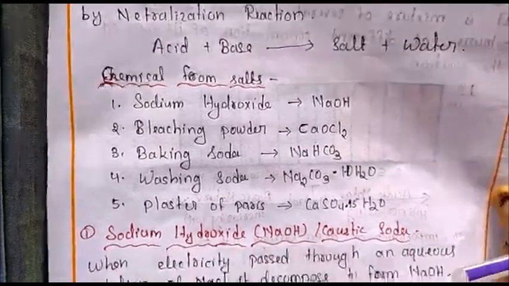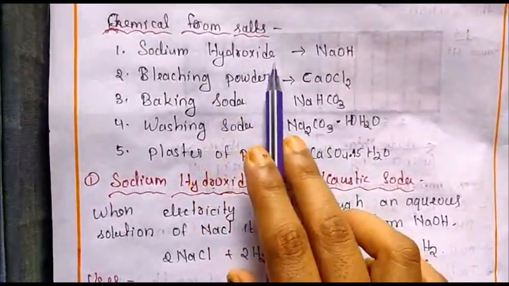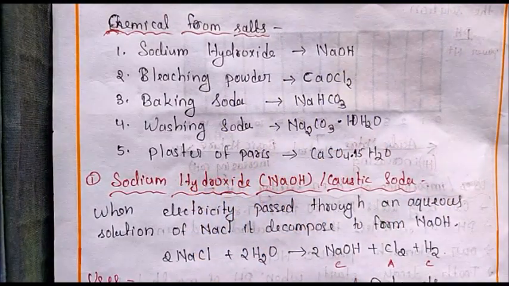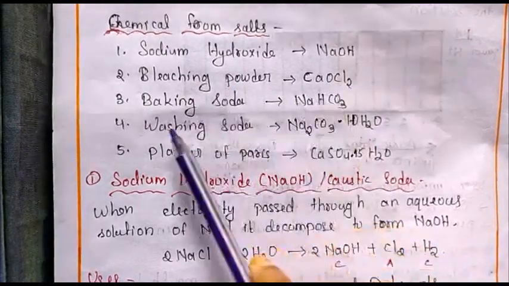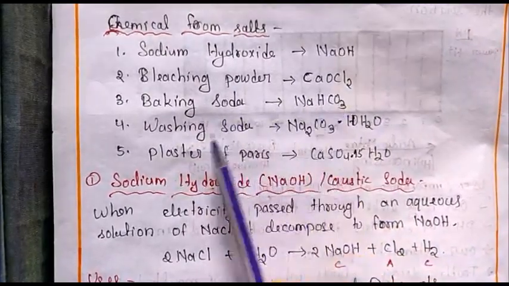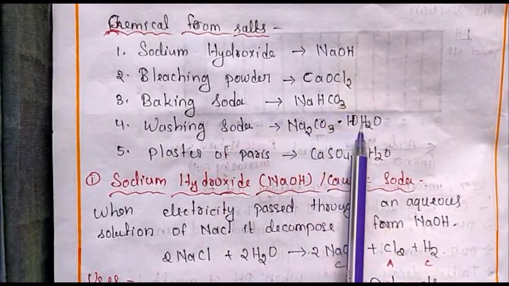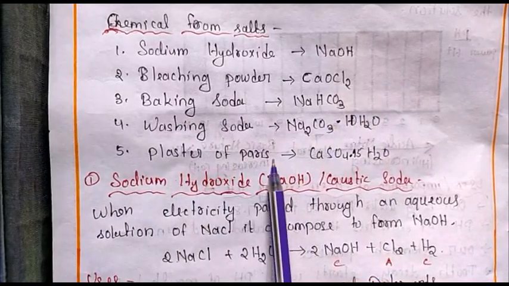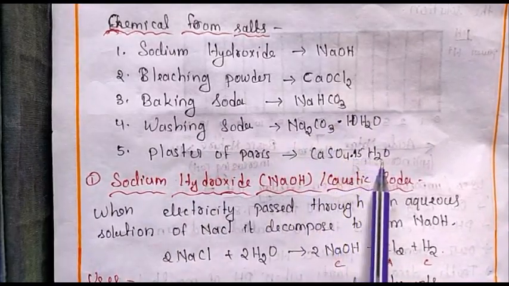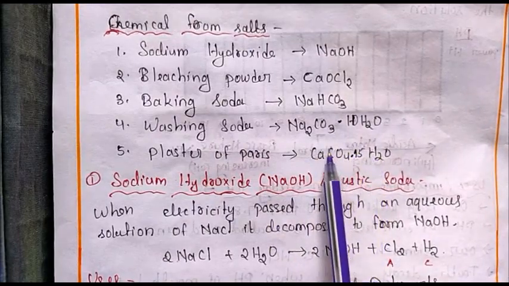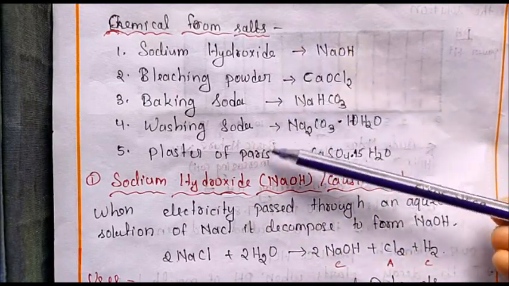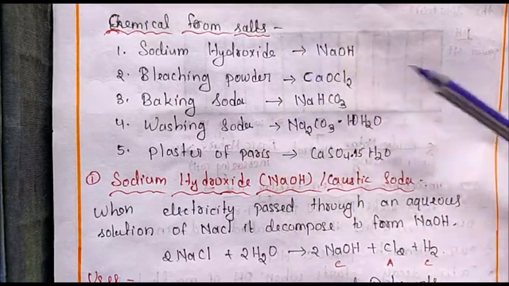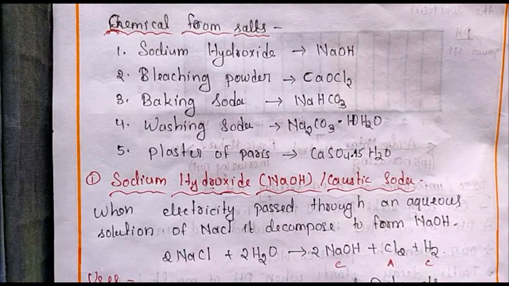Some chemicals formed from salts are, see, sodium hydroxide NaOH, bleaching powder CaOCl2, baking soda NaHCO3, washing soda Na2CO3·10H2O. This is hydrate, 10H2O. Plaster of Paris CaSO4·1/2H2O. We will read about these chemicals from salt one by one. These types of chemicals can be formed from salts.